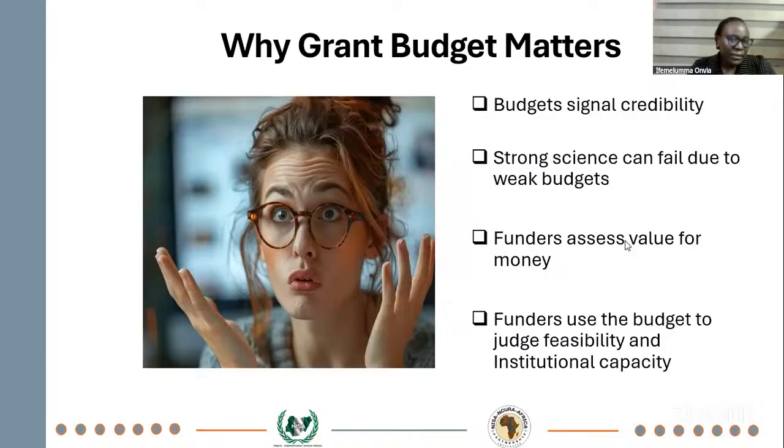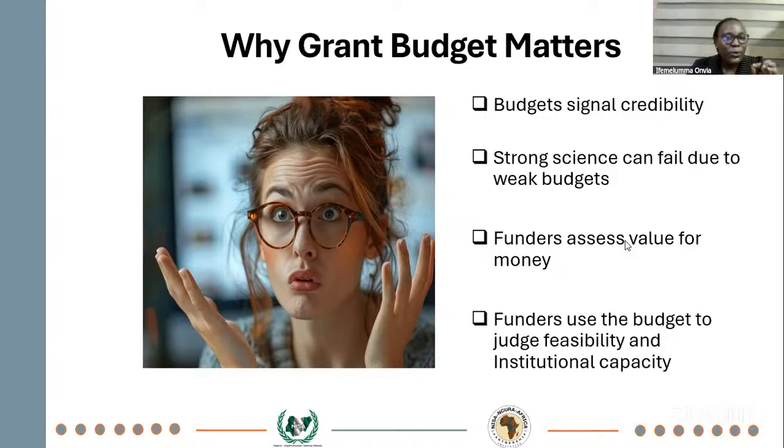If for any reason they don't find what they are looking for, then that means you've not met up to what they want. So they want to know whether what you're giving is real. They want to know from your budget, they will know about your planning, whether you just scribble down those things. So that is why a grant budget matters.